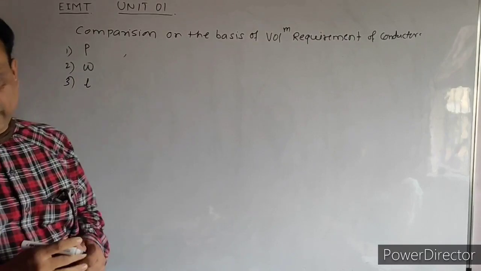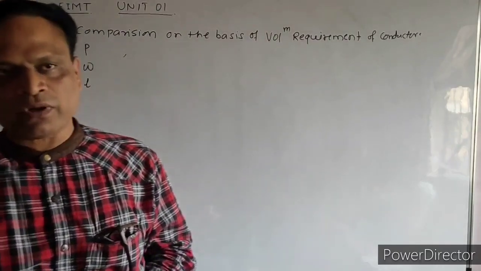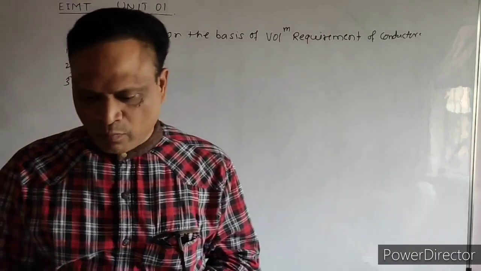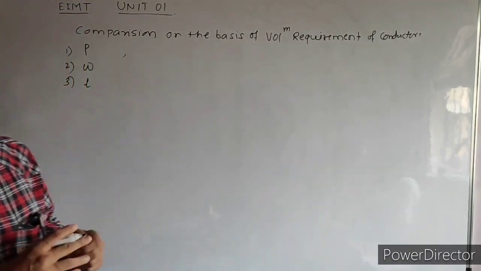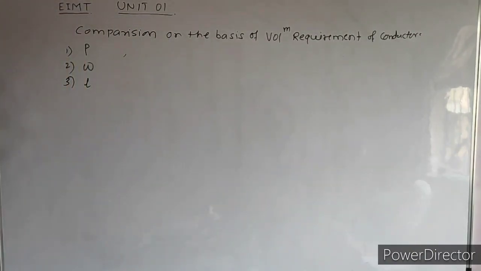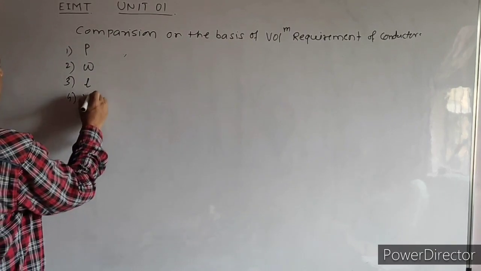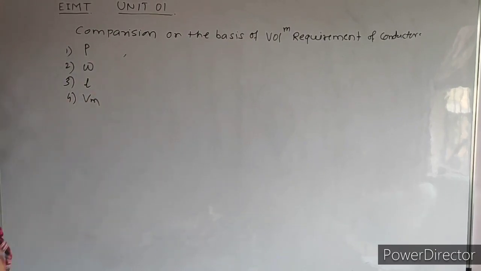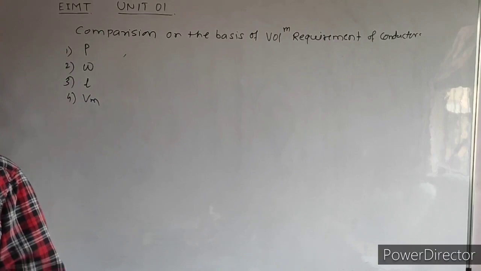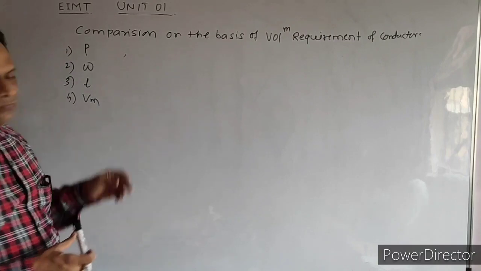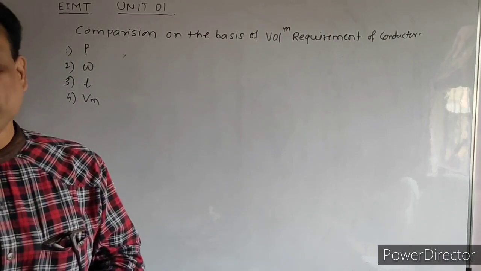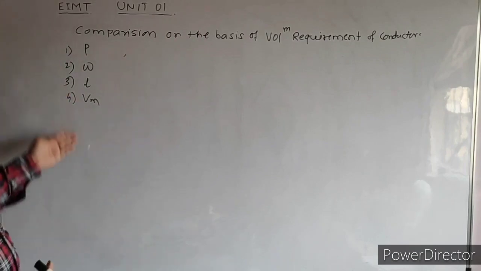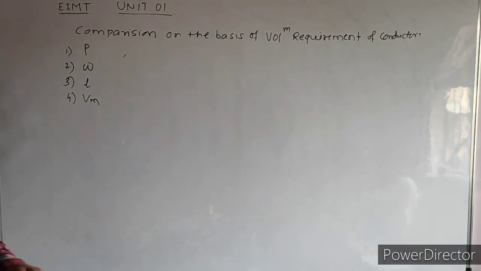L will be for the length. And the last assumption that we have to consider is that the maximum voltage between any conductor and earth, that is Vm, we are seeing the maximum voltage between any conductor and earth will be Vm, and it will be same in each case. These are the 4 assumptions we will always keep in the mind.